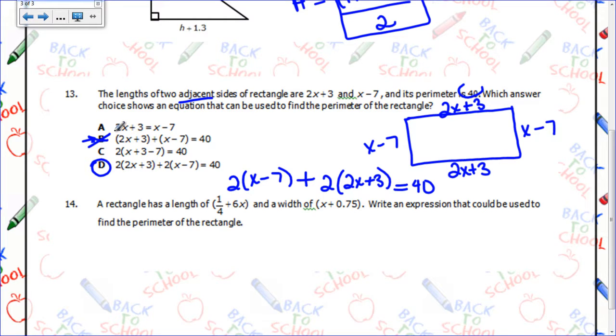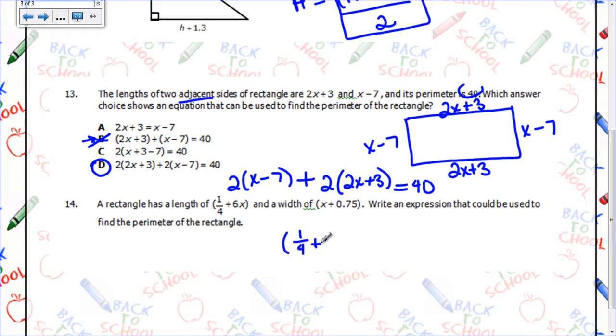So last question. A rectangle has a length of 1/4 plus 6x and a width of x plus 0.75. Write an expression that could be used to find the perimeter of the rectangle. Just like the one we did in number 13, except now it's not telling you they're adjacent. Well, length and width are always adjacent. They're always touching. The length touches the width. That's how it goes.